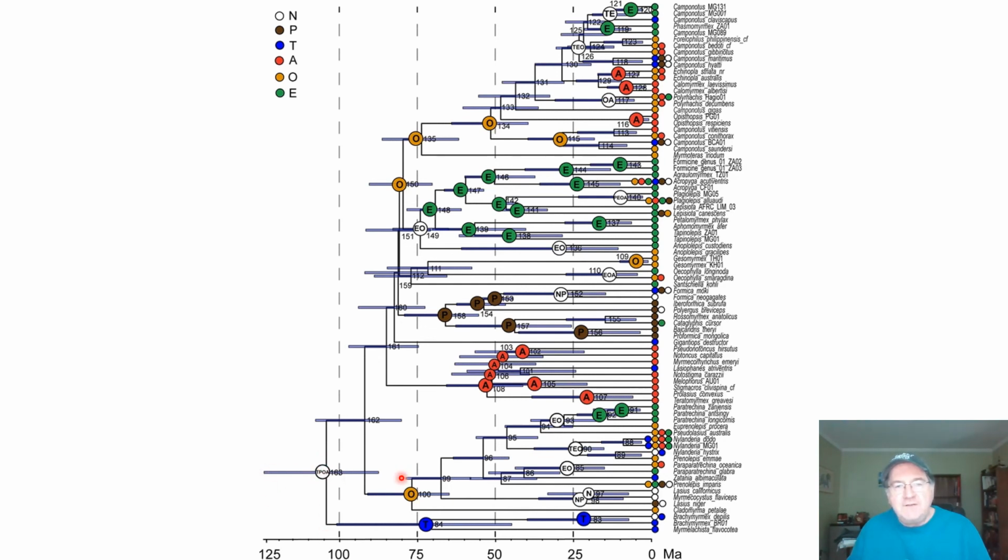But these horizontal lines here show you the error bars associated with it. And so in terms of the origin of ants, they may be as old as nearly 125 million years old, or perhaps they're only, what is that, 75, 80, 85 to 90 million years old. So a range of 30, 40 million years, a pretty significant error bar, if you ask me. So that's the state of the art that we have.